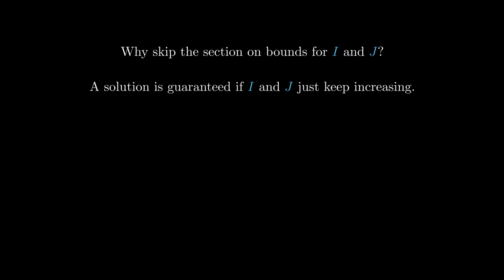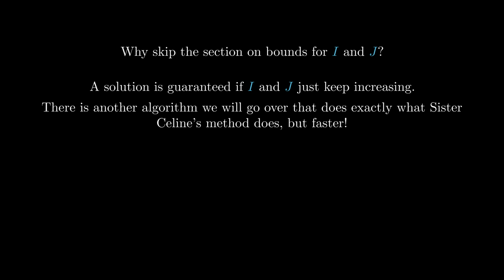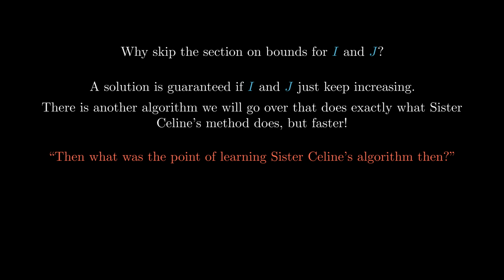We can now derive recurrences from our summations, and so we are done with this overall major step to solving hypergeometric identities. However, it turns out there is another method that does the exact same thing but faster, so we will be saving the detailed bounds analysis for that algorithm instead. At this point you might be asking, then what was the point of learning Sister Celine's method if something better exists? Was my time wasted?